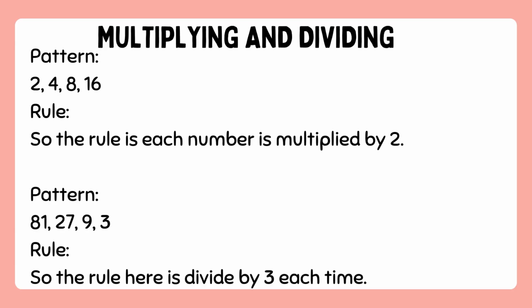You can also multiply and divide to find a pattern. For example, 2, 4, 8, 16. So the rule is each number is multiplied by 2. Another example, 81, 27, 9, 3. So the rule here is divide by 3 each time. If numbers grow very fast or shrink quickly, multiplication or division is usually involved.